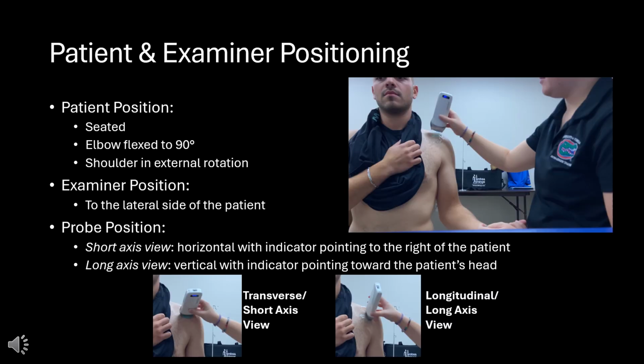To find the subscap with diagnostic ultrasound, the patient should be seated with the elbow bent to 90 degrees and the shoulder in external rotation. This will stretch the subscap tendon and make it easier to locate. The examiner should be to the side of the patient. When in short axis view, the indicator on the probe should point to the right side of the patient. In long axis view, the indicator should point towards the patient's head.